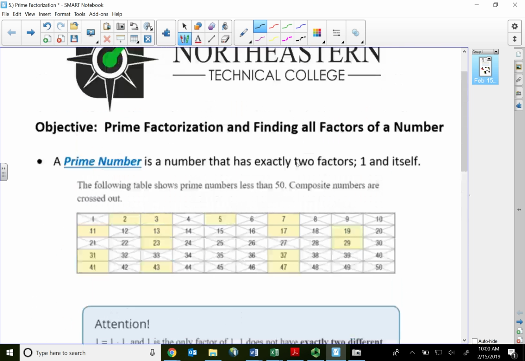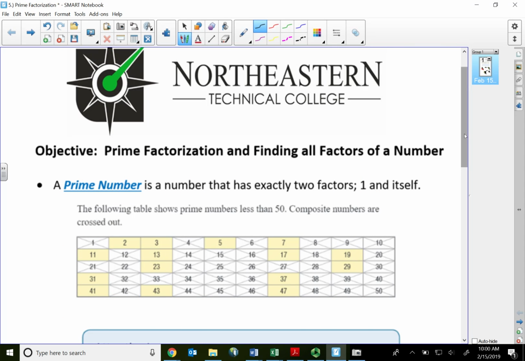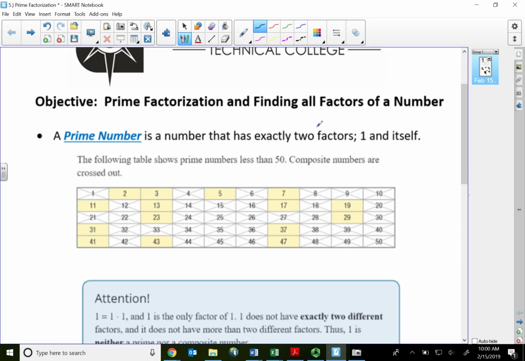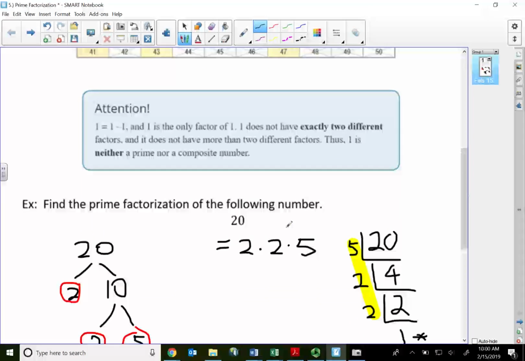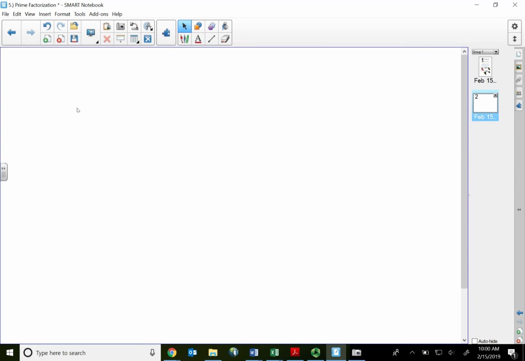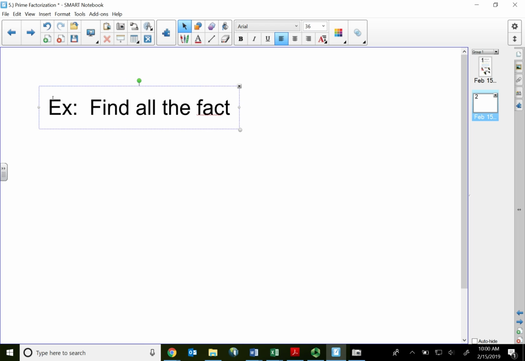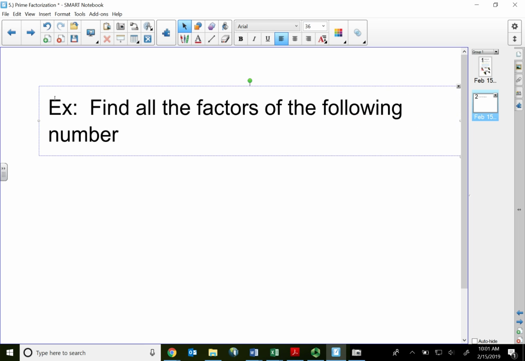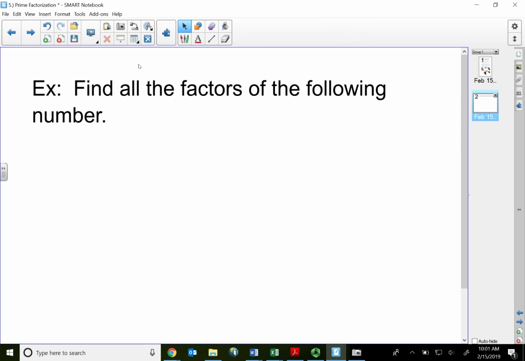Let's go back up to the very top. All right. Finding all the factors of a number simply means listing all the factors multiplied, giving my number back. So let me write it out this way. Find all the factors. Okay, I'm going to go to another page. For example, find all the factors of the following number. So let's do 20 again, like I had earlier. All the factors that make up 20.